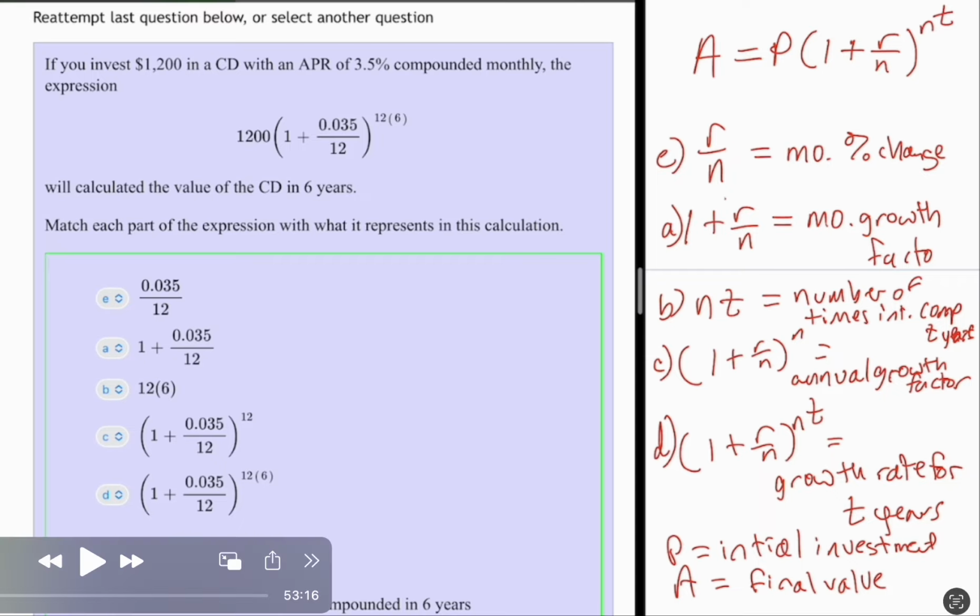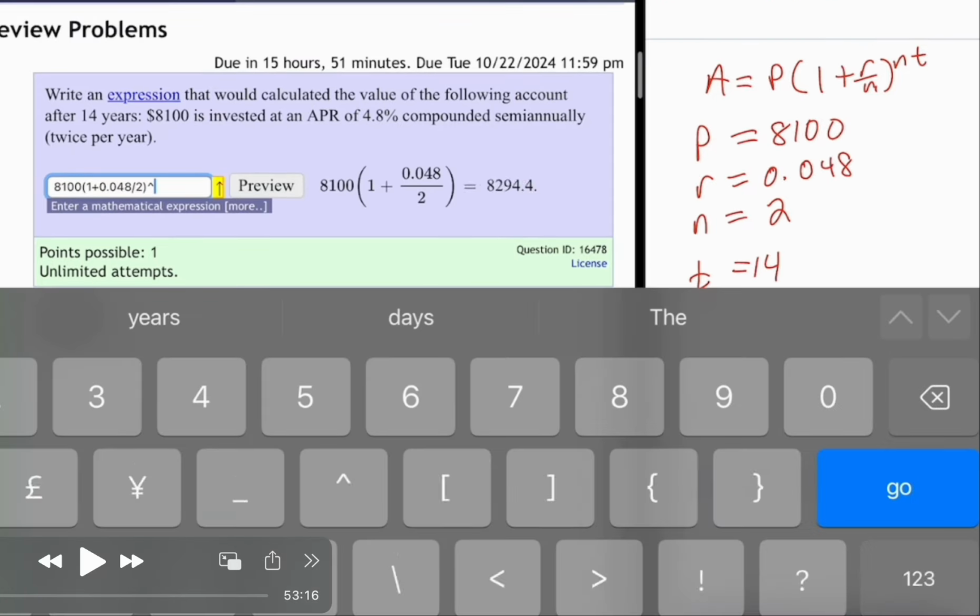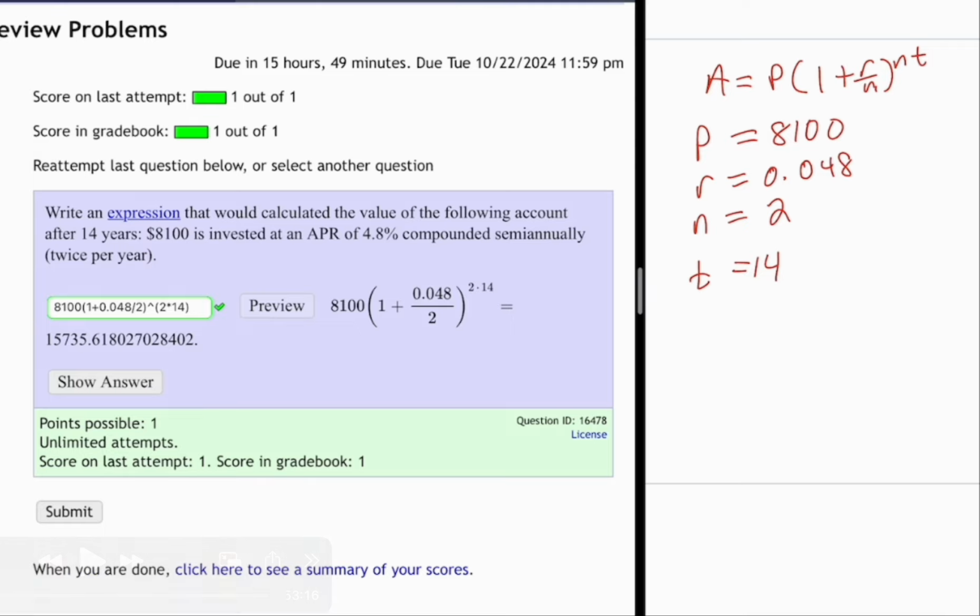Now we're going to move on to question number 11. I'm going to scroll fast here and then we'll stop. Okay, so we're still going to use that compounded n number of times formula that you see on the right there. In my particular case, my P is 8100. My R is that 4.8% written as a decimal, move it 2 places to the left, 0.048. I divided by 2 because semi-annually means twice per year. And then the power is 2 times 14.